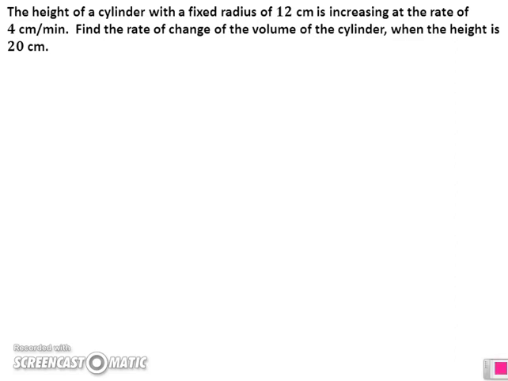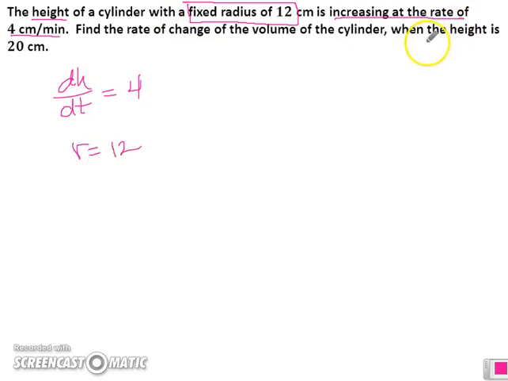Okay, we were given a lot of information here. We're given the rate at which the height of the cylinder is moving. They gave us 2 pieces of information in this first sentence. The height is increasing at a rate of 4 centimeters per minute. That's the derivative of the height with respect to time. So we know that it's getting bigger, so it's positive. They told us that the radius is 12. It's a fixed radius, so it's not moving, so we know a little bit about its derivative. We also know that the height is 20.